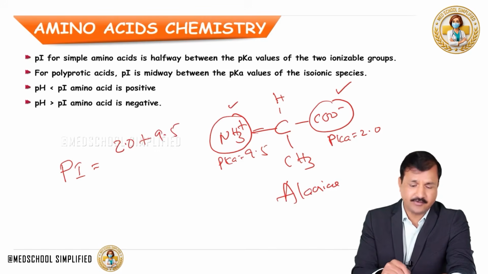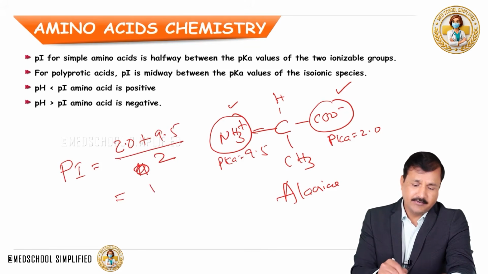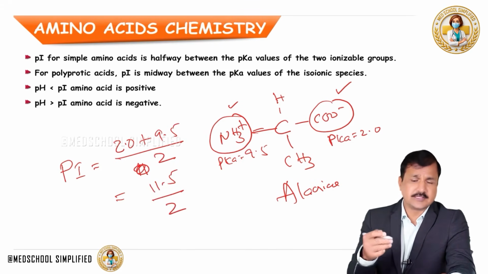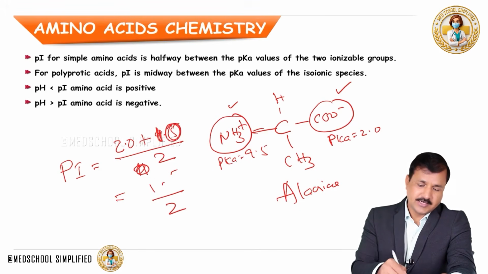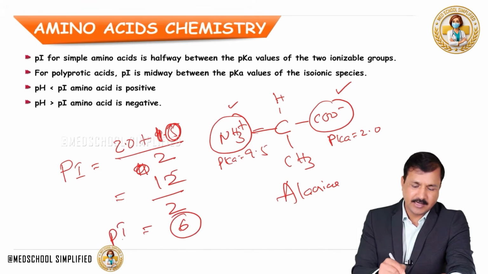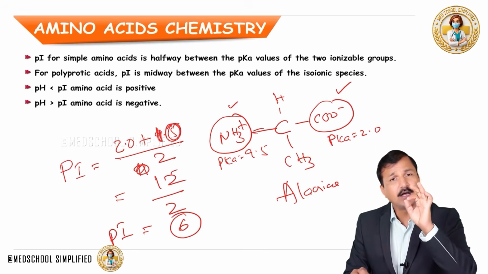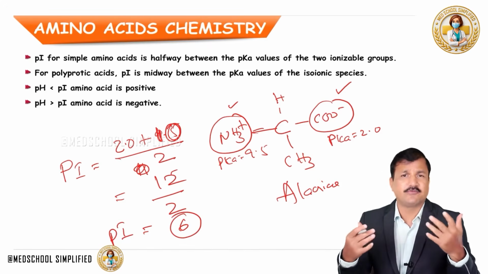So 2.0 plus 9.5, and then you divide that by 2, because we have to take the average. That is 11.5 divided by 2. Or for simplicity, if instead of 9.5 I write 10 here, then 10 plus 2 is 12. 12 divided by 2 is 6. So 6 is the PI. Basically it's an average of two ionizable groups, and that's how you find the isoelectric point for simple amino acids which have two different ionizable groups.